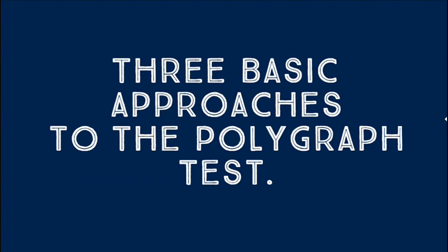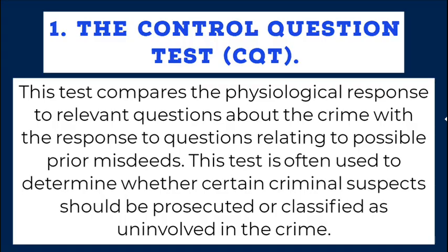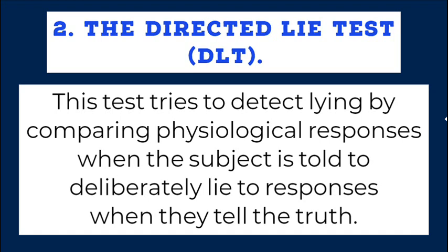Three basic approaches to the polygraph test. 1. The control question test, CQT. This test compares the physiological response to relevant questions about the crime with the response to questions relating to possible prior misdeeds. This test is often used to determine whether certain criminal suspects should be prosecuted or classified as uninvolved in the crime. 2. The directed lie test, DLT. This test tries to detect lying by comparing physiological responses when the subject is told to deliberately lie to responses when they tell the truth.